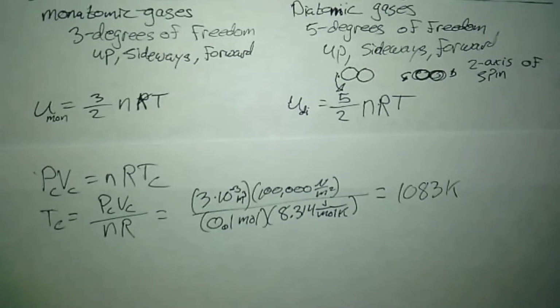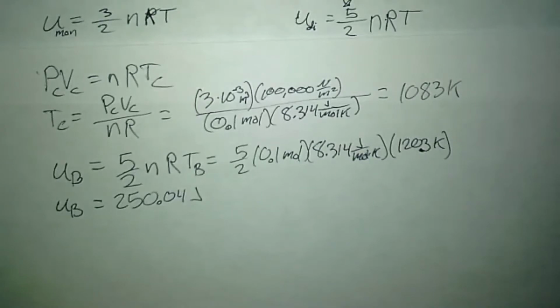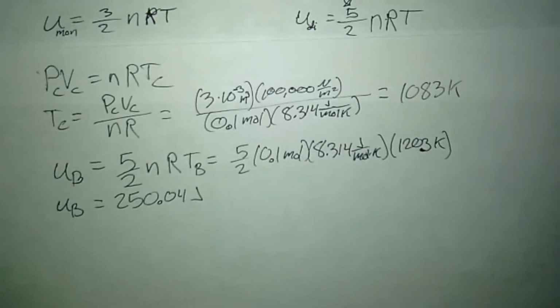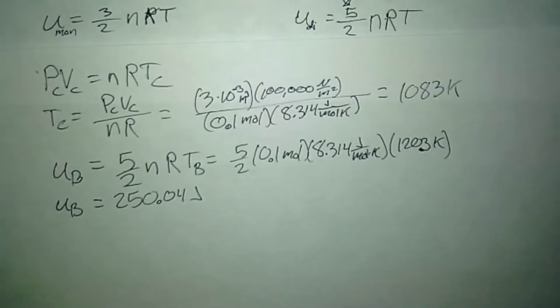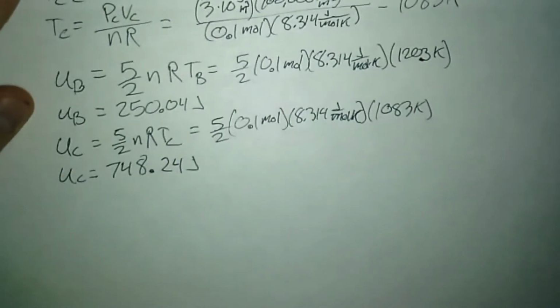Anyways, I'm going to pause it now, and I'm going to find the internal energy at both B and C, and we will talk about how much heat is then exchanged. So we find the internal energy is going to be 250.04 joules, which any reasonable person will round to 250, especially for an answer. So now I'm going to do it one more time to find the internal energy at point C. So the internal energy at point C is going to be 748.24 joules.